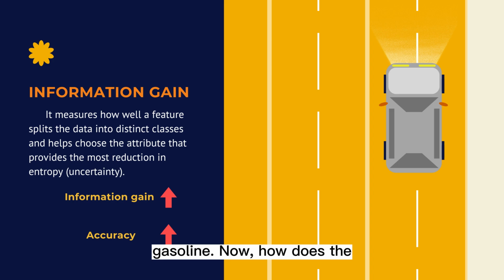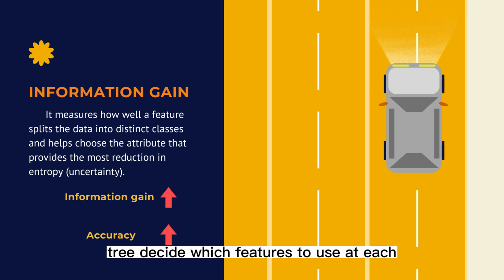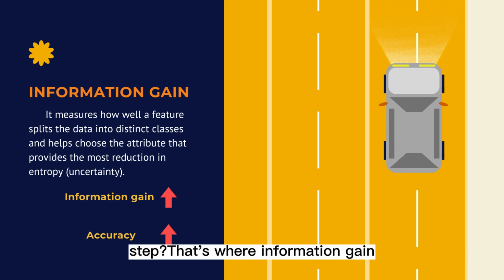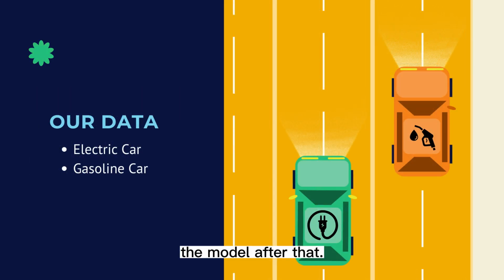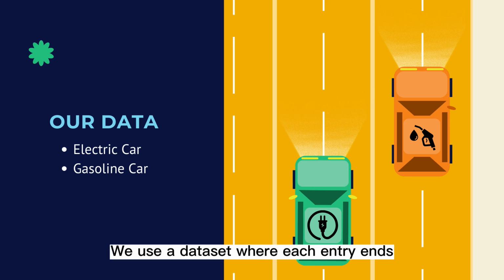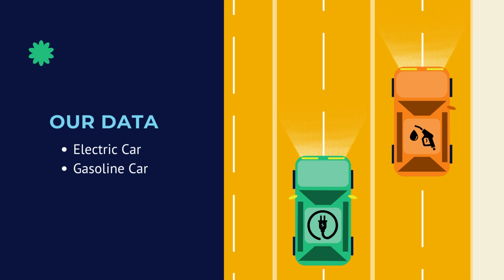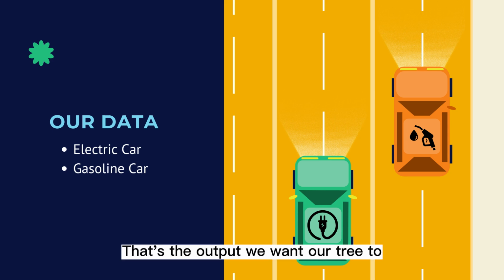Now, how does the tree decide which features to use at each step? That's where information gain plays an important role. It helps the model choose the most useful feature by calculating how well each one separates the data. The higher the information gain, the better the split. This contributes to overall accuracy of the model. After that, we use a dataset where each entry ends with either an electric or gasoline car. That's the output we want our tree to predict.